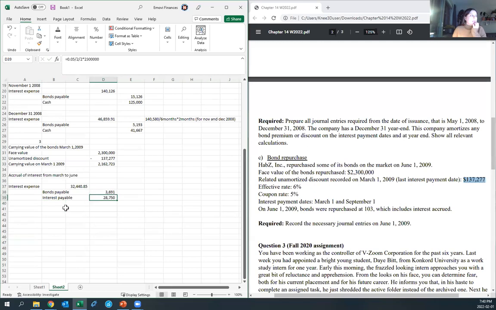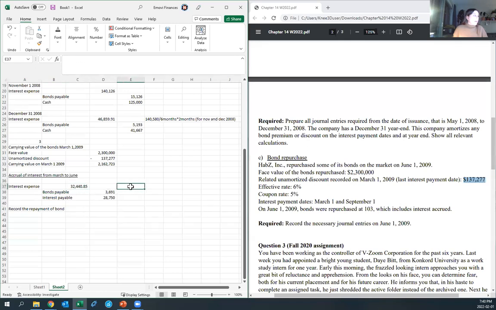3,691. We're doing this because when you're paying back a debt, you have to record your interest expense up till the date of repayment. So we're recording our interest expense from March 1st till June 1st to have it in our books. And then what we're going to do next is record the repayment of the bond.